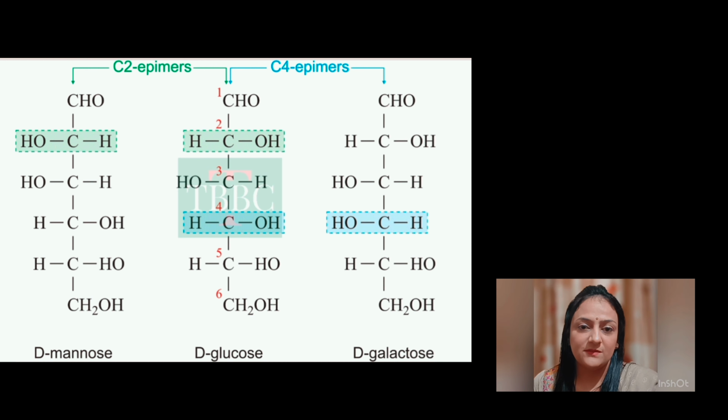Examples of epimers: glucose and galactose differ around carbon 4, so they are C4 epimers. Glucose and mannose differ around carbon 2, so they are C2 epimers.